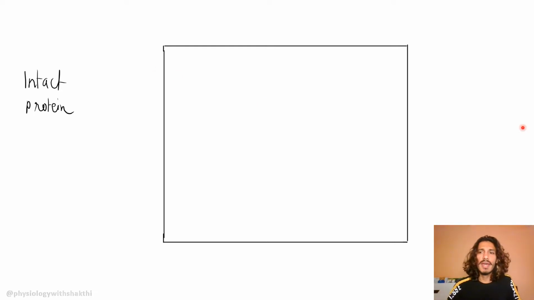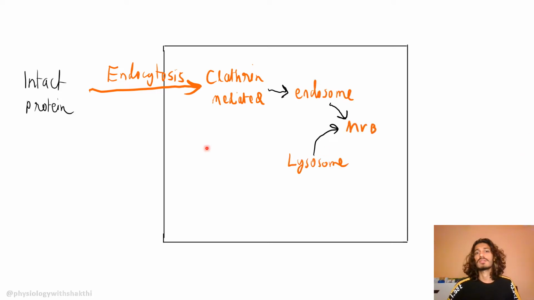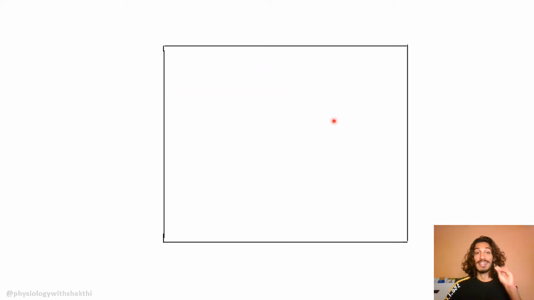This happens through endocytosis, and it's a clathrin mediated endocytosis. Again, I explained how clathrin works, so in case you don't know, go check out that video. So in clathrin mediated endocytosis, it goes into the endosome, multivesicular bodies are formed, lysosome degradation occurs, and finally it goes out into the circulation, and it's absorbed like this. So that was your intact protein.